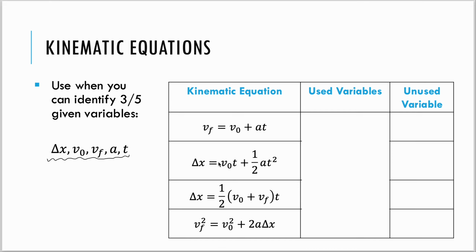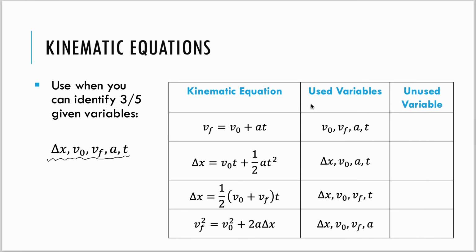We have 4 kinematic equations. Notice that each of these has a different set of variables that are represented in the equation. I went ahead and wrote down the variables in each equation, but you could just look at them to see, right? This one has vf, vo, a, and t. The reason I wrote that down is that this way you can see which variable is missing. This equation does not have delta x. That means use this equation if you don't care about delta x.